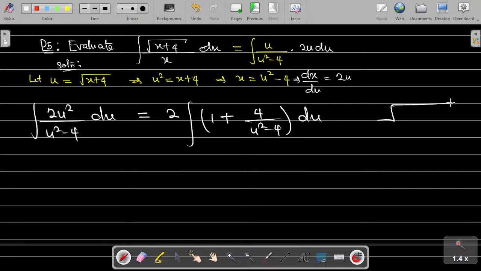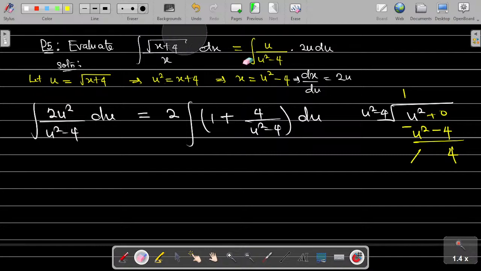In fact, let me try to do that. So you divide u squared by u squared minus 4. Remember, we factorized out 2, so it's not part of that. So let's run that division. u squared divided by u squared is 1. 1 times this will give you u squared minus 4. If you subtract, this will go, so of course there is 0 here. So 0 minus minus 4 will give you plus 4. And u squared cannot divide 4, and so that becomes a remainder here, which is 4 all over this. That's actually how this was gotten.